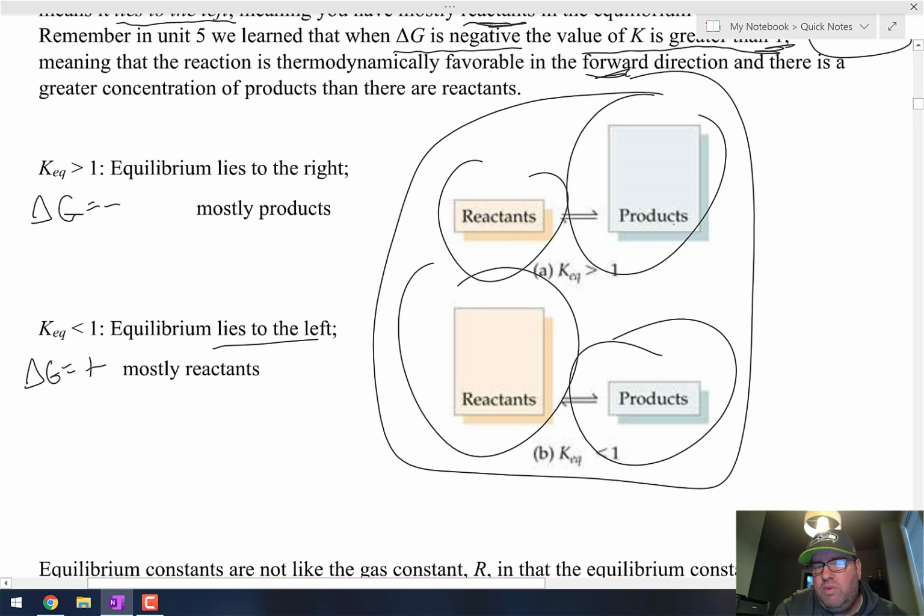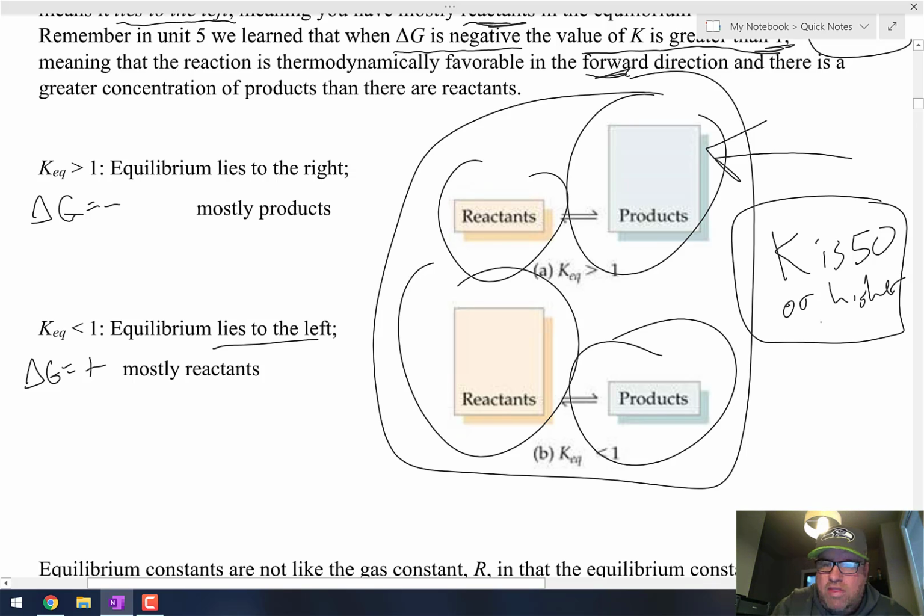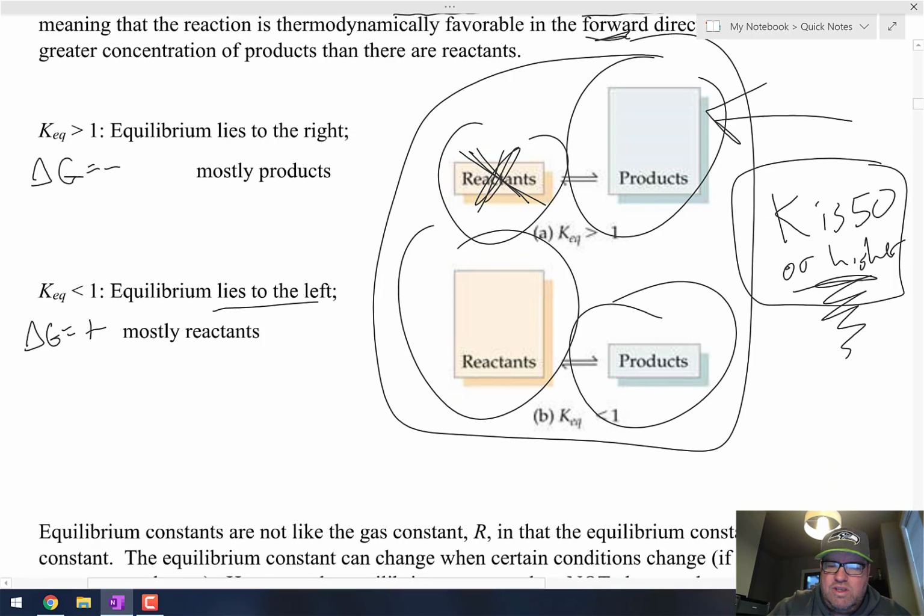So if it's a really, really small number, then you have hardly any products at all, and you have lots of reactants. If it's a really, really big number, then you have mostly products and very, very little reactants. In fact, when K is like maybe 50 or higher, basically you can just do stoichiometry with a problem like that. When K is really, really big, it means you virtually have no reactants left at all. So if you're trying to do a problem like that, you can just pretend this reaction goes all the way to the right, and do a regular stoichiometry problem.